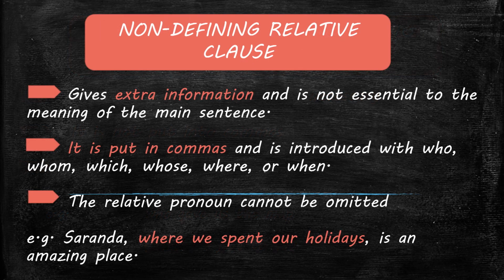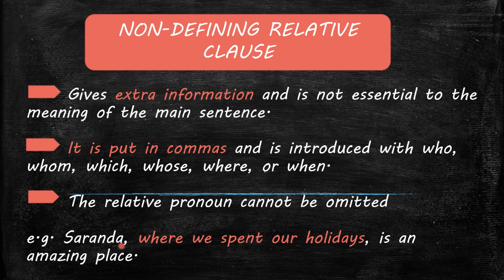Let's go on with non-defining relative clauses now. What is a non-defining relative clause? A non-defining relative clause gives extra information and it is not essential to the meaning of the main sentence. It is put in commas and is introduced with who, whom, which, whose, where, or when, and it can also be omitted, whereas the relative pronoun cannot be omitted.